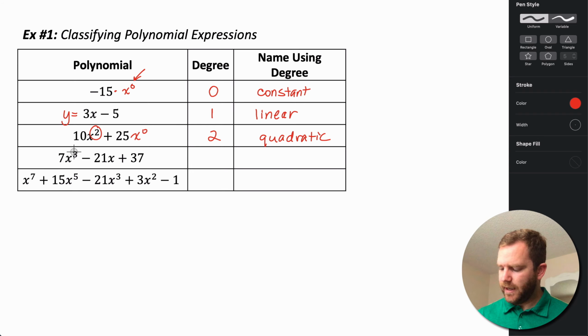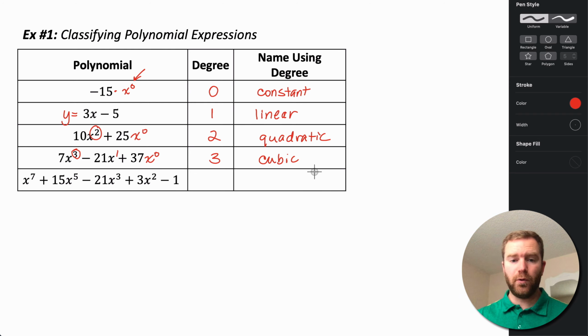In this case, we have a 3 here. We have an x to the first, and this would be x to the 0. So 3 is going to be our highest exponent. With a degree of 3, that means we have a cubic polynomial.